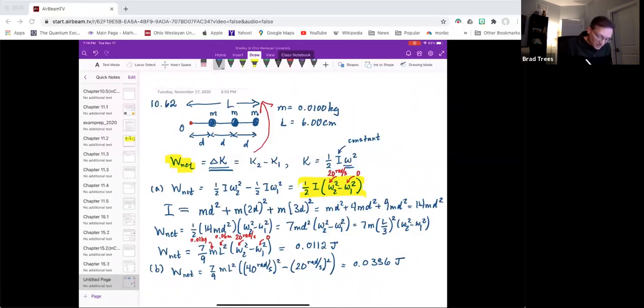And what is part C? Part C is another change in omega, from 40 radians per second to 60. So now the final is 60. So omega 2 is 60, so that gets squared, and the omega 1 is 40, so that gets squared. Let's see what that gives. 60 squared minus 40 squared times 7 divided by 9. The m is 0.01, and then L squared is 0.06 squared. And now I'm up to 0.056 joules.